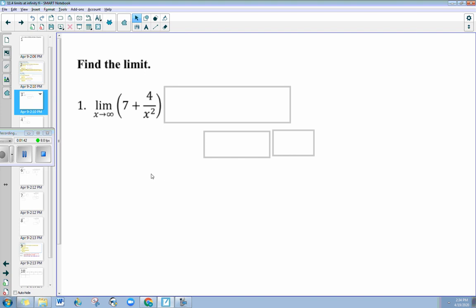So find the limit. Limit as x goes to infinity of 7 plus 4 over x squared. So what we're going to do is split it up, right? This is the same as the limit as x goes to infinity of 7 plus the limit as x goes to infinity of this piece. So splitting it up, well, limit as x goes to infinity of 7 is 7.